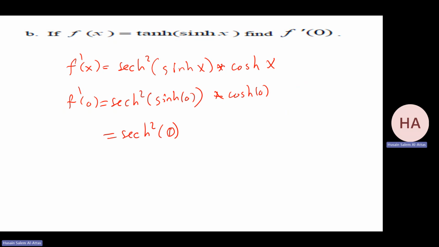Sine hyperbolic at 0 is 0. Secant hyperbolic at 0 is 1, cosine hyperbolic at 0 is 1, and this is also 1. So 1 squared times 1, that will be 1. So the answer is 1.